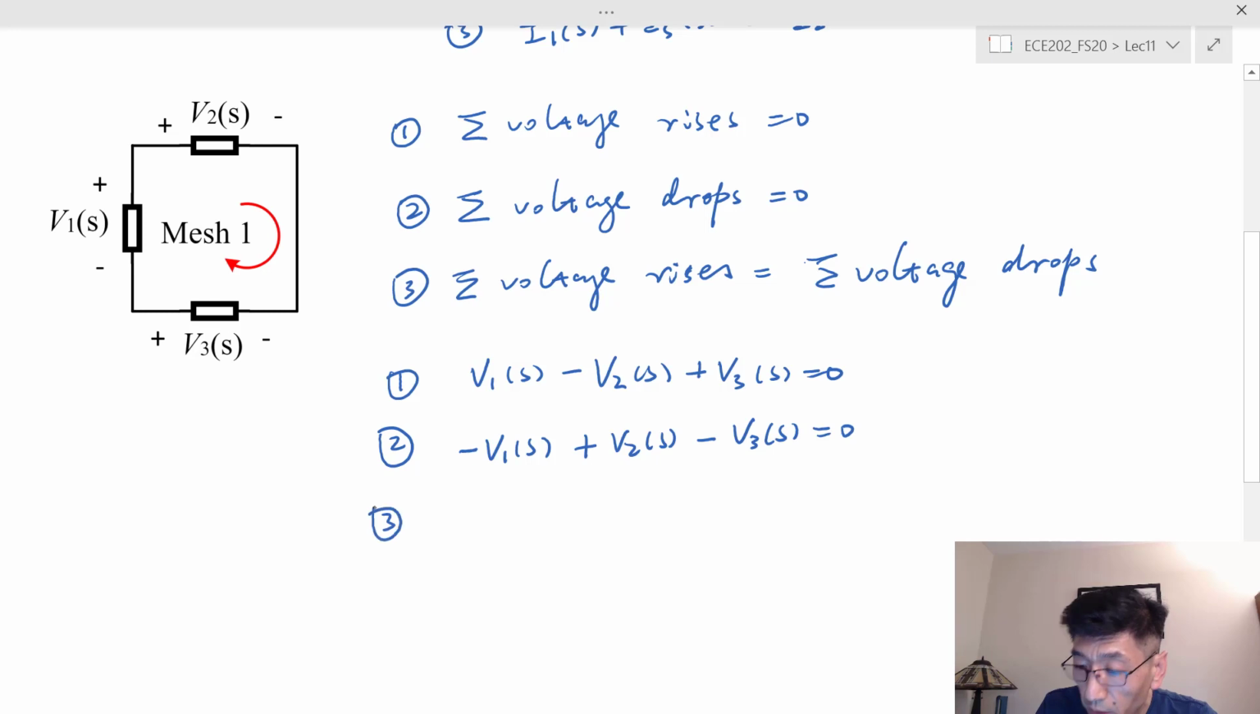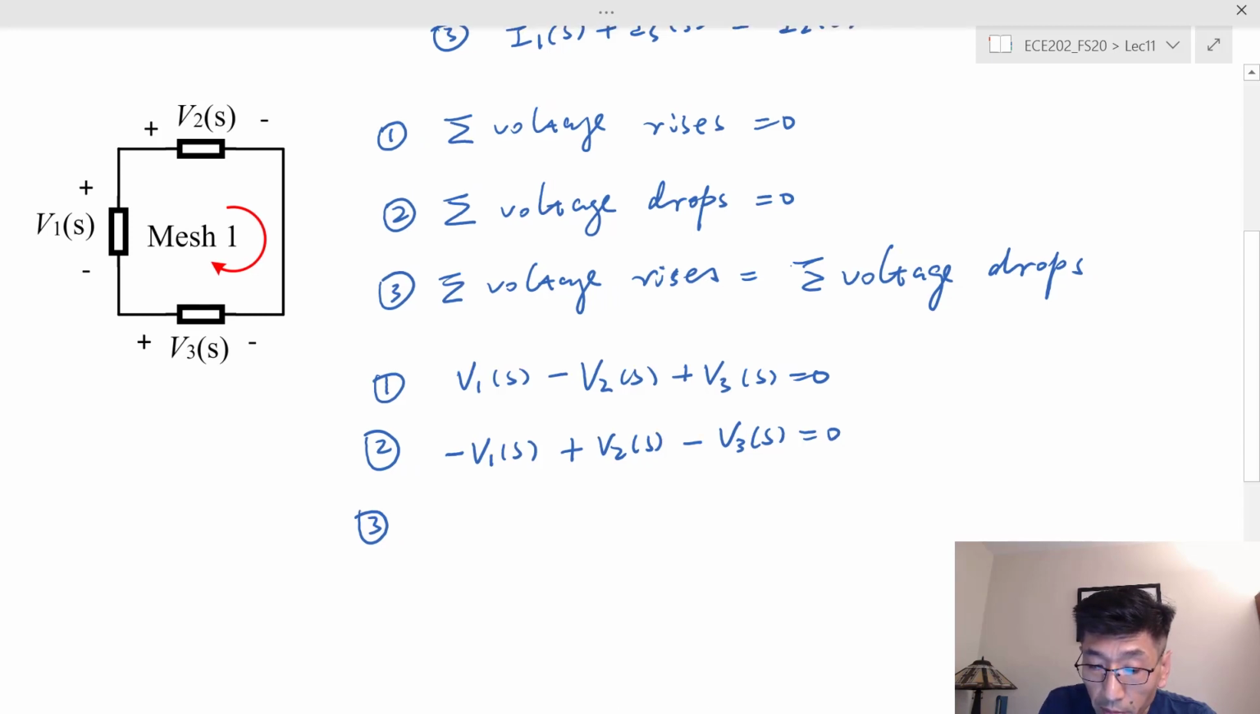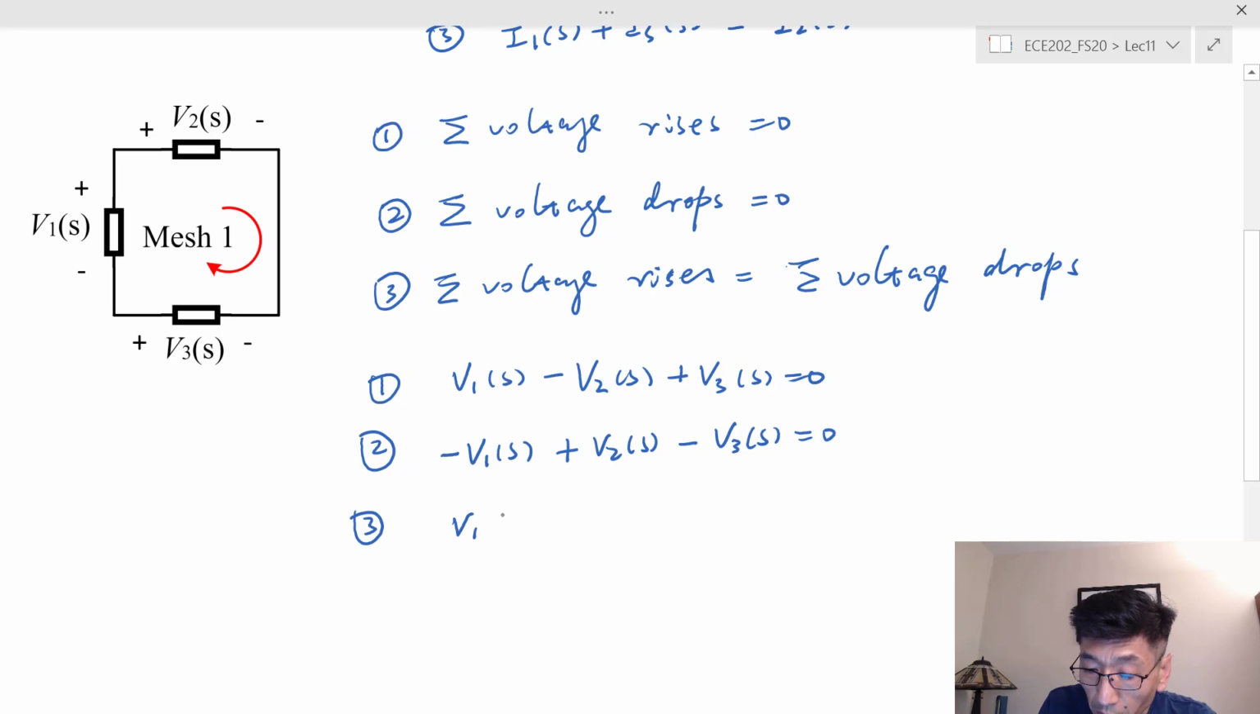And the third one here, the voltage rise equal to the voltage drop. The voltage rises are 1 and 3. So we have V1 plus V3, that's equal to the voltage drop, which is V2. Right. So these are three different conventions.